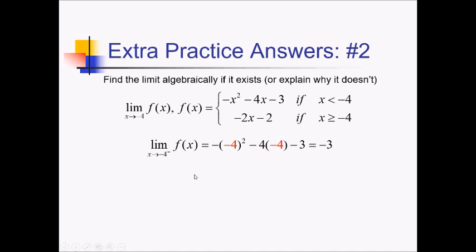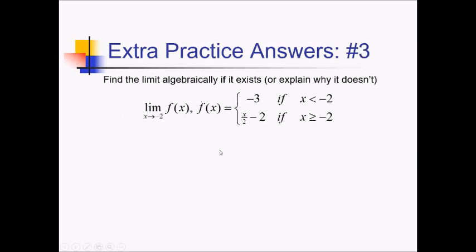Now for the right side limit at negative 4, we're using the second rule where x values are greater than negative 4. So we have negative 2 times negative 4 minus 2. That's going to be 8 minus 2, which is 6. Since the left and the right-sided limits are not the same, the overall two-sided limit does not exist.